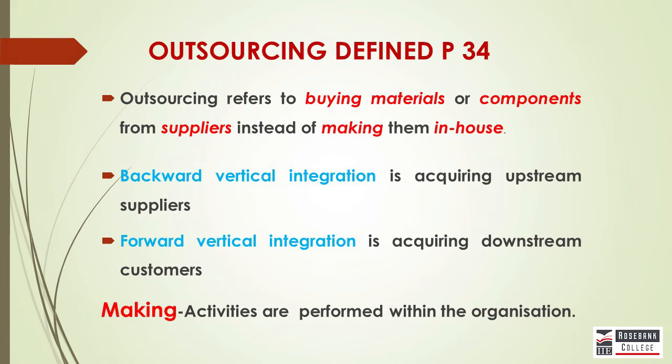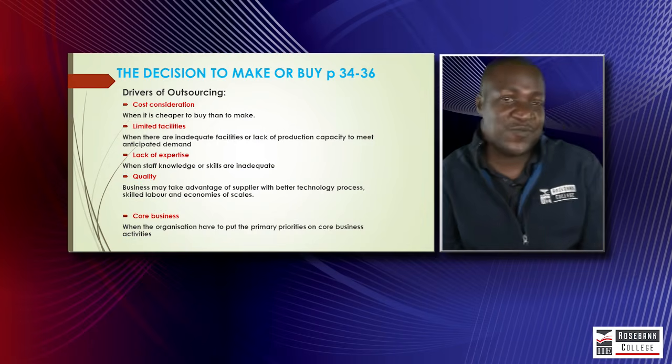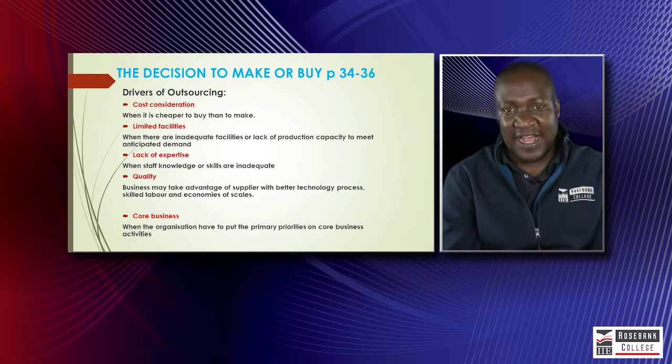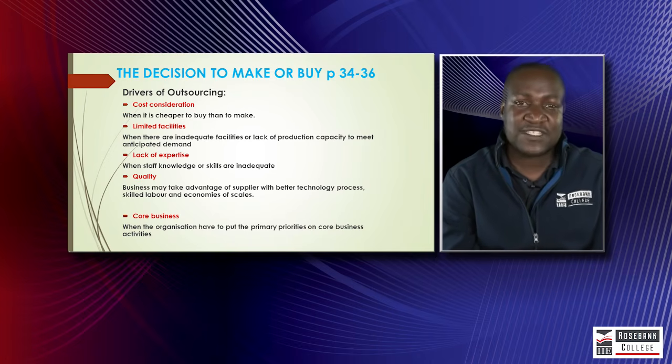Backward vertical integration is acquiring upstream suppliers. Forward vertical integration involves acquiring downstream customers. And in making, it involves activities which are performed within the organization. Moving on to the next subtopic, ladies and gentlemen, drivers of outsourcing. What necessitates outsourcing? So the first one is cost consideration.